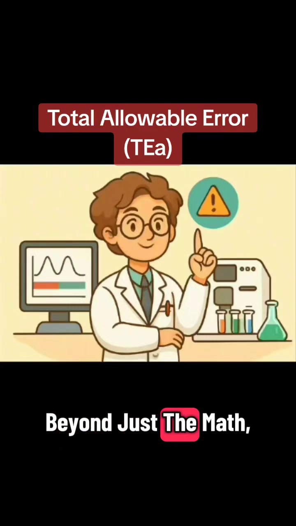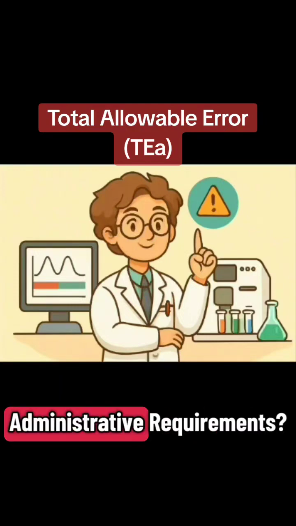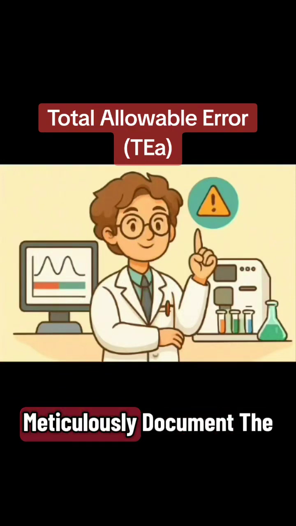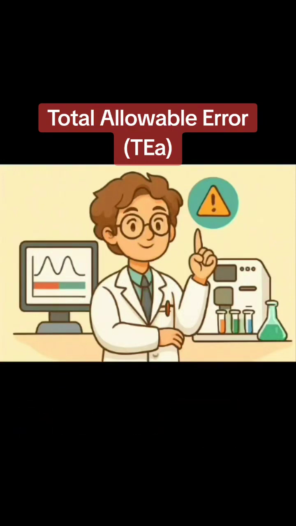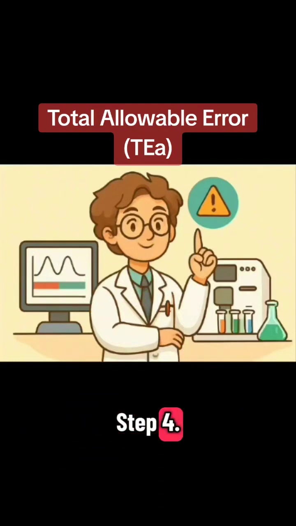So moving beyond just the math, the sources also really stress that this whole process has to be part of a rigorous quality system. What are the key administrative requirements? Documentation, and more documentation. Every lab must meticulously document the T limit they chose, the raw data from step 2, the full calculation from step 3, and of course the final decision from step 4. If it's not written down, in the eyes of an auditor, it never happened.